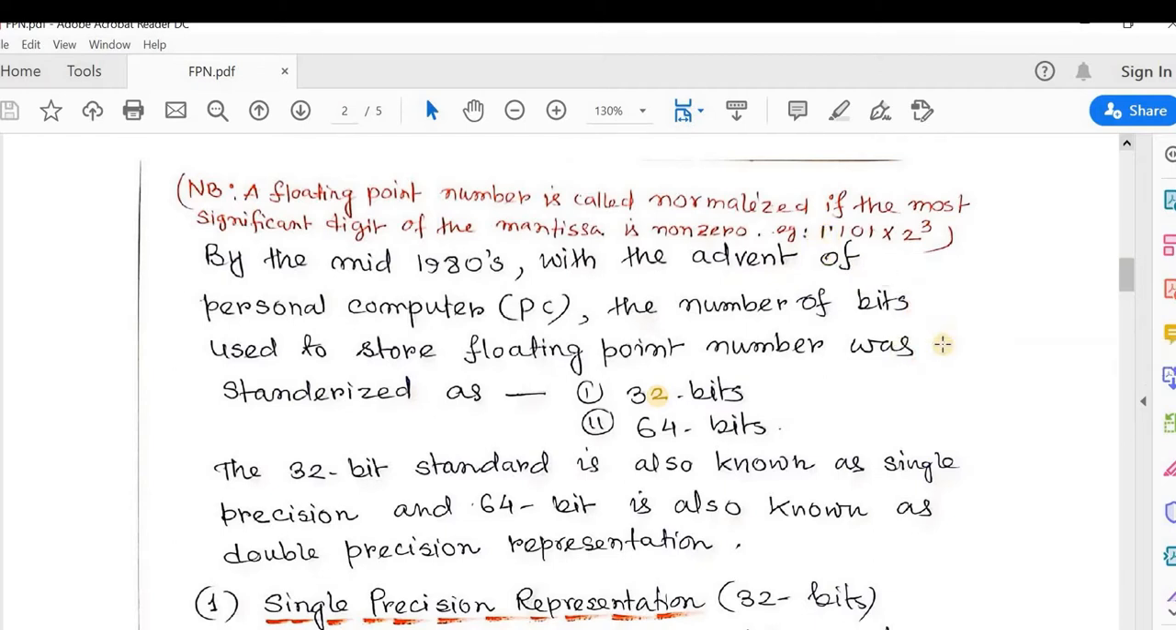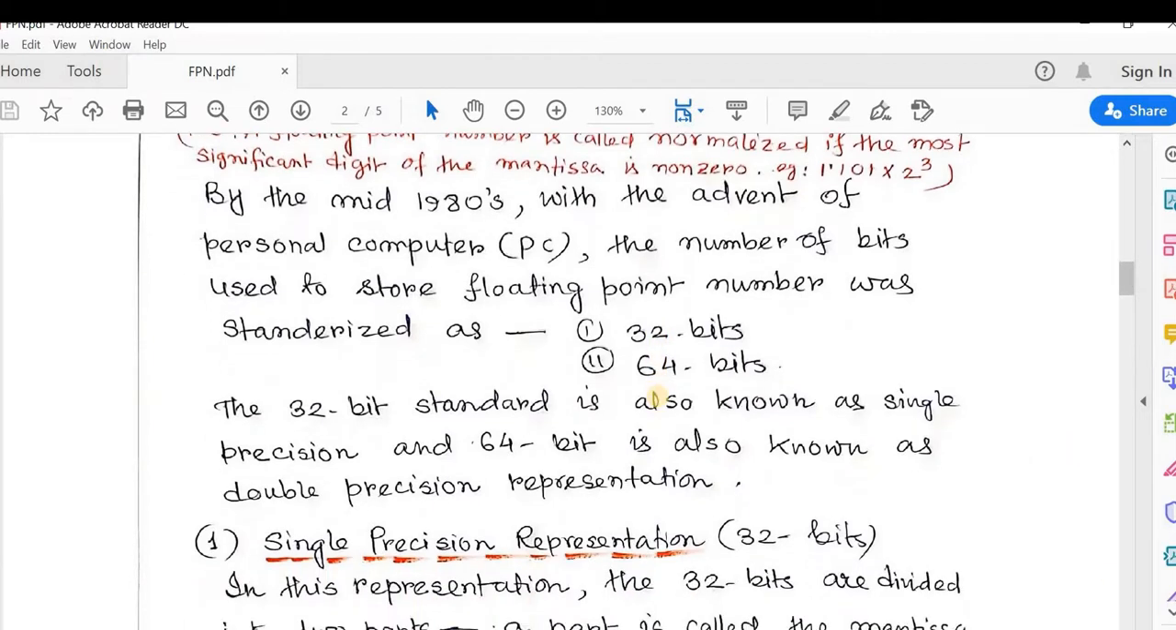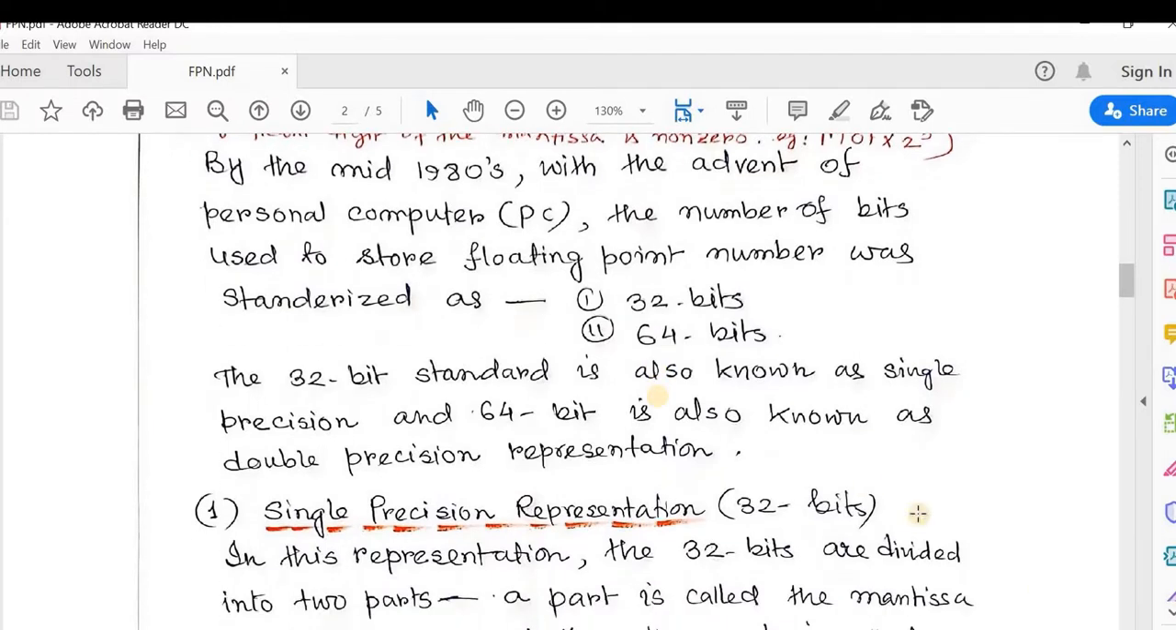So by the mid 1980s, with the advent of personal computers, the number of bits used to store floating point numbers was standardized as 32 bits and 64 bits. So I think you have heard about these two types, 64 bit and 32 bit computers.